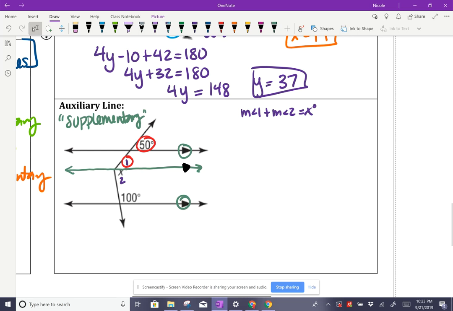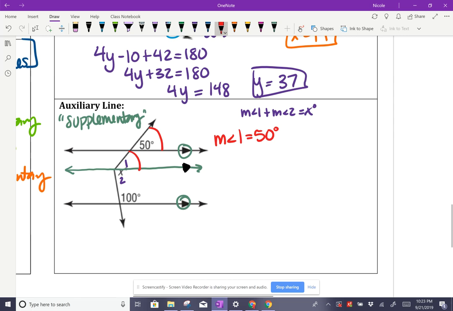So the relationship between the 50 degrees and angle 1 is that they are corresponding. So they are congruent. So these two are congruent to each other. So I can say the measure of angle 1 is 50 degrees.